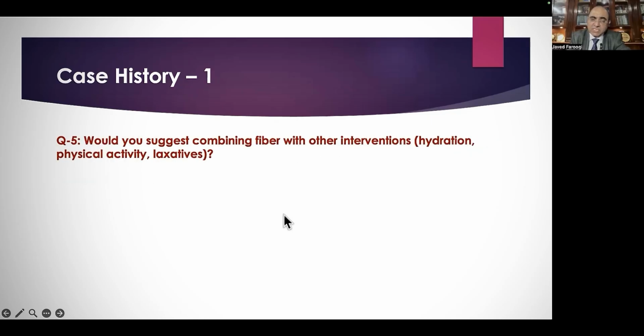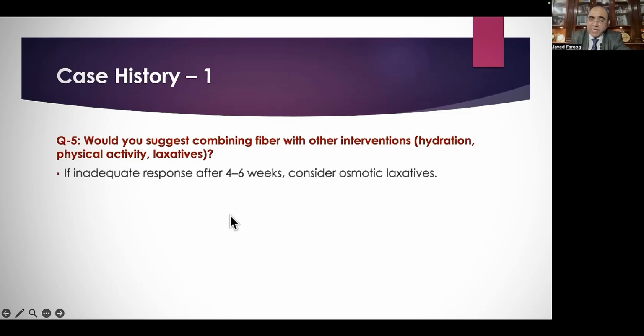The fifth question is, would you suggest combining fiber with other interventions, that is hydration, physical activity, and laxatives? What do you think? The answer is, if inadequate response after 4 to 6 weeks, consider osmotic laxatives. Encourage routine bowel habits, same time daily. This is very, very important.